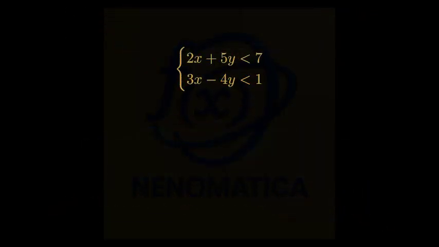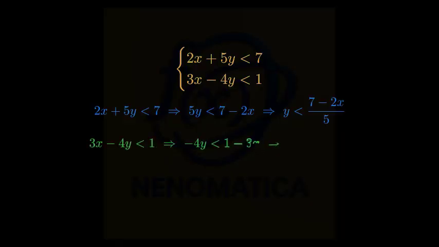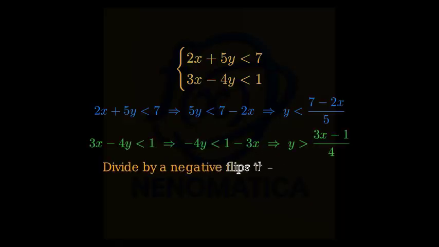Step 1. Express y in terms of x from each inequality. From 2x plus 5y less than 7, move 2x to the right to get 5y less than 7 minus 2x, then divide by 5. From 3x minus 4y less than 1, move 3x to the right to get -4y less than 1 minus 3x.